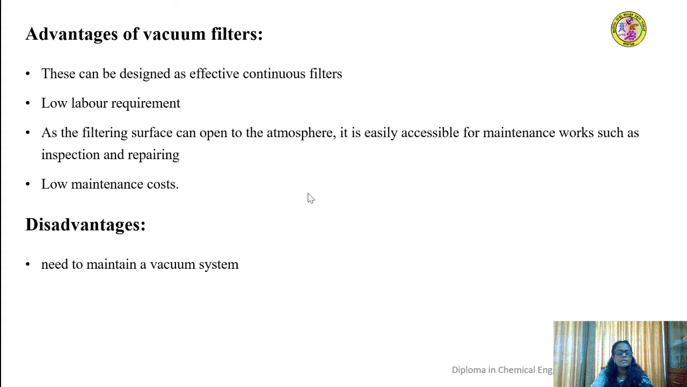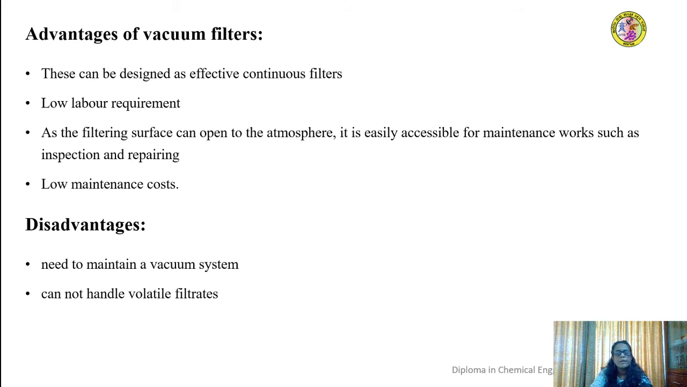Coming to disadvantages, we need a vacuum system here. That is an additional accessory required. A vacuum system is involved in the operation, such as a vacuum pump, so that is also creating additional maintenance. Also, it cannot handle volatile filtrates.